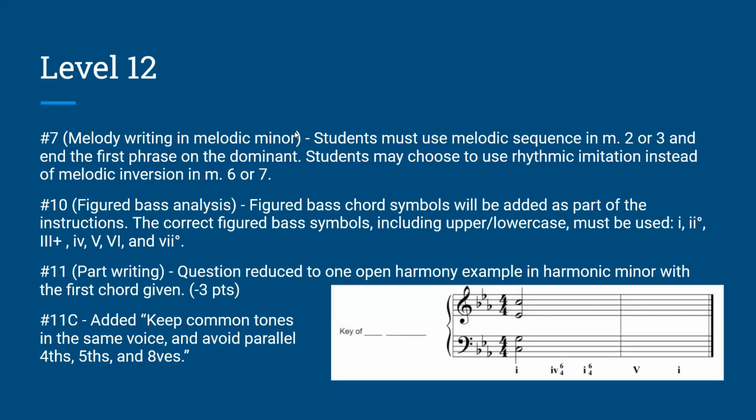On level 12, number 7, melody writing in melodic minor, same thing we talked about earlier. Students must use melodic sequence though now in measures 2 or 3 and in the first phrase of the dominant. Students may choose to use imitation instead of melodic inversion in measures 6 or 7. So it's going to be just like level 11. Like I said, the directions are on the level 11 worksheet, because level 11 and 12 are the exact same for the melody writing.